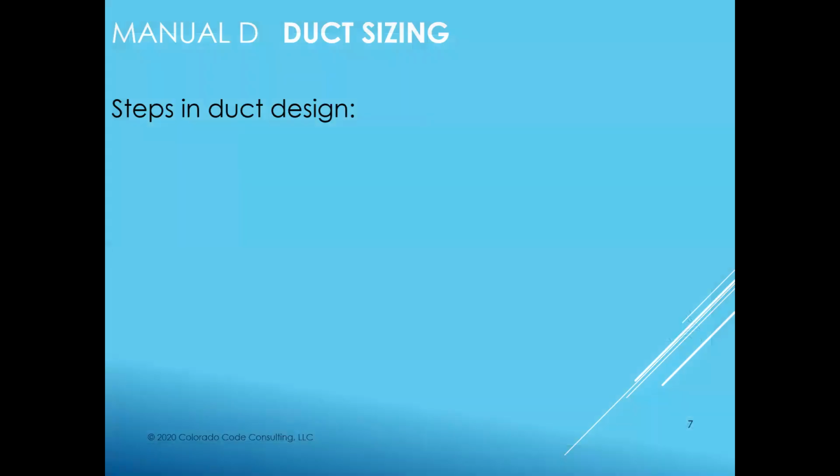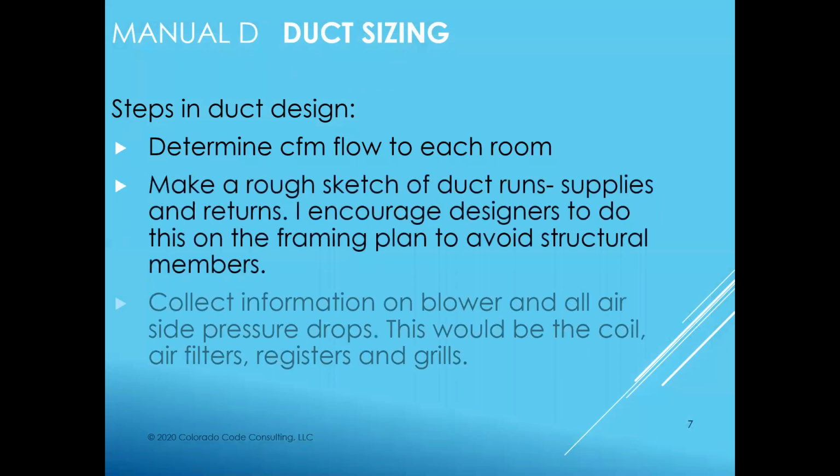So this is kind of the steps. First we determine the CFM flow to each room. We're going to make a rough sketch of the duct runs and the supplies, and using the framing plans is a good idea. Avoid those steel I-beams and things, micro lams you can't cut through.